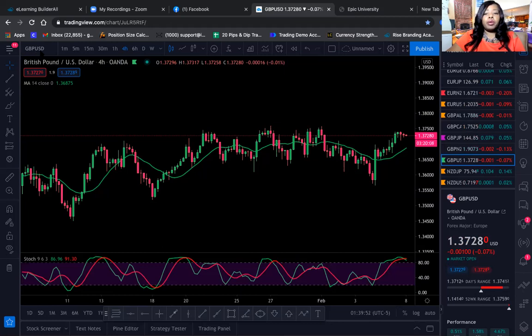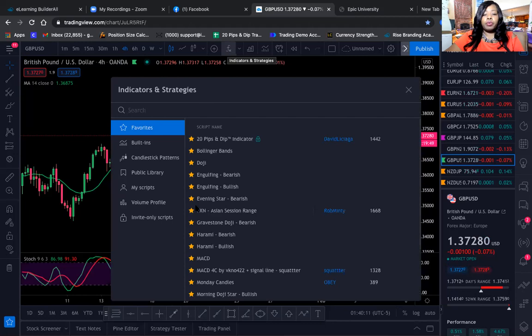We went over the pairs on the last video, so I'm not going to cover that. We went over the time frames as well. We checked out some of the candlesticks, as well as I want to show you some of the indicators that you can use as well. So I have on my chart currently a moving average, and this is where you find those.